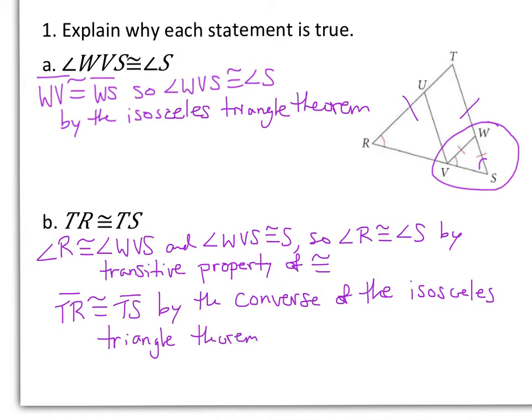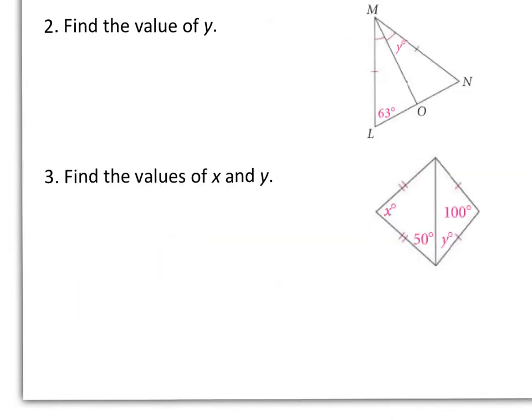Okay, and we are done with number 1. Okay, number 2, we want to find the value of y. So in our triangle, we see that side ML is congruent to side MN. So if angle L is 63 degrees, then angle N will be 63 degrees. Because if the sides are congruent, then their opposite angles are congruent.